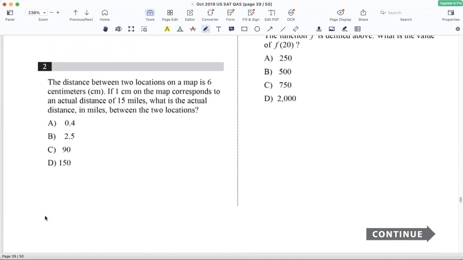The distance between two locations on a map is 6 centimeters. If 1 centimeter on the map corresponds to an actual distance of 15 miles, what is the actual distance in miles between the two locations? So 1 centimeter corresponds to 15 miles. So 6 centimeters will correspond to 6 times 15, which is 90.